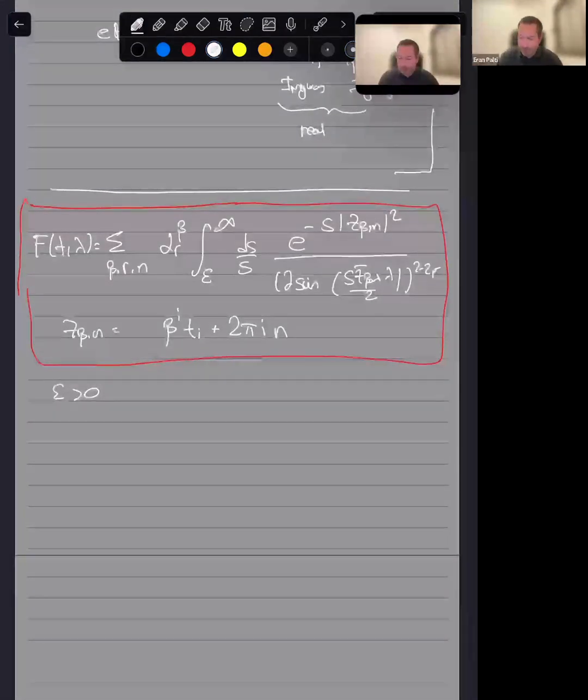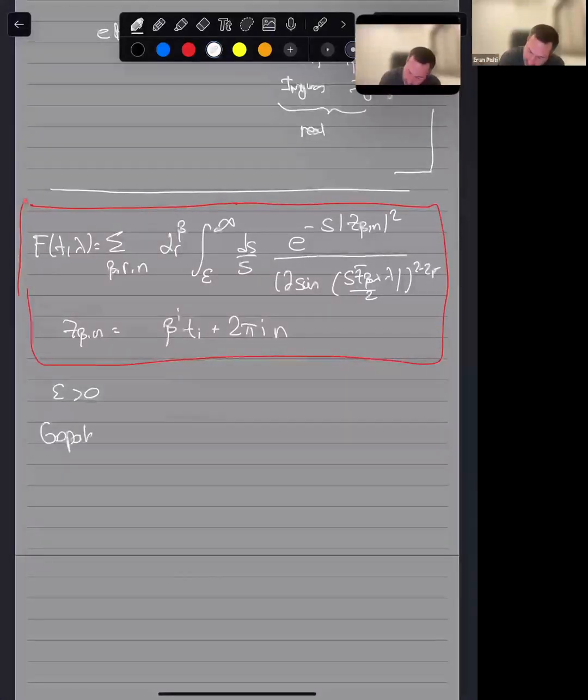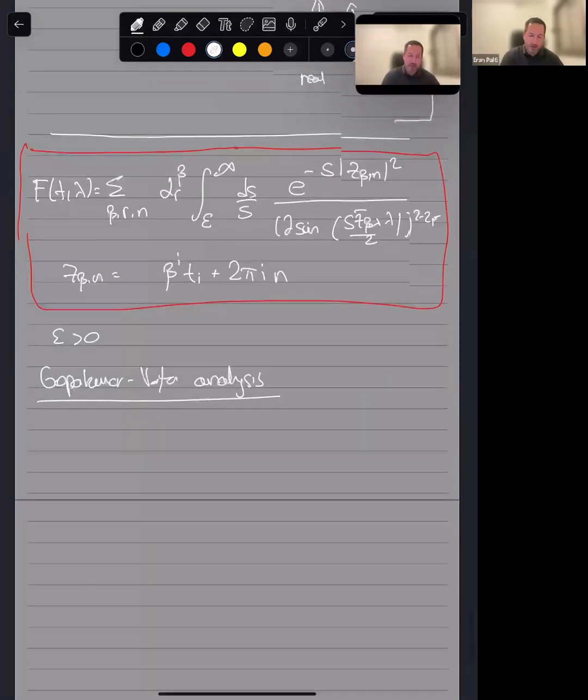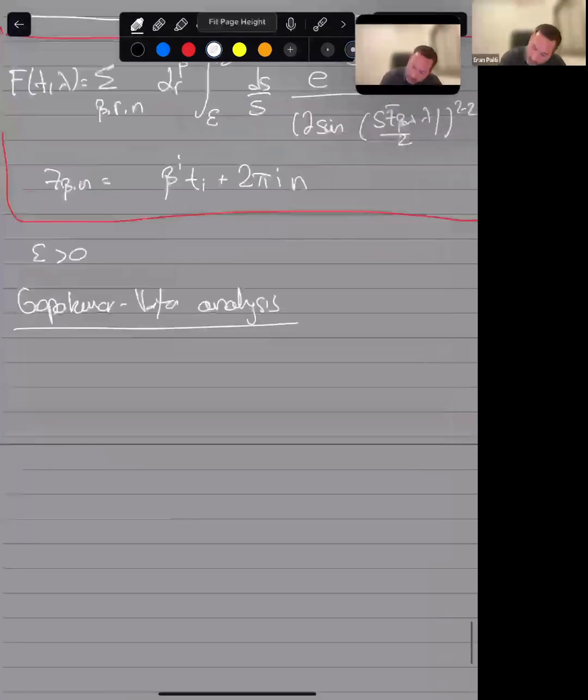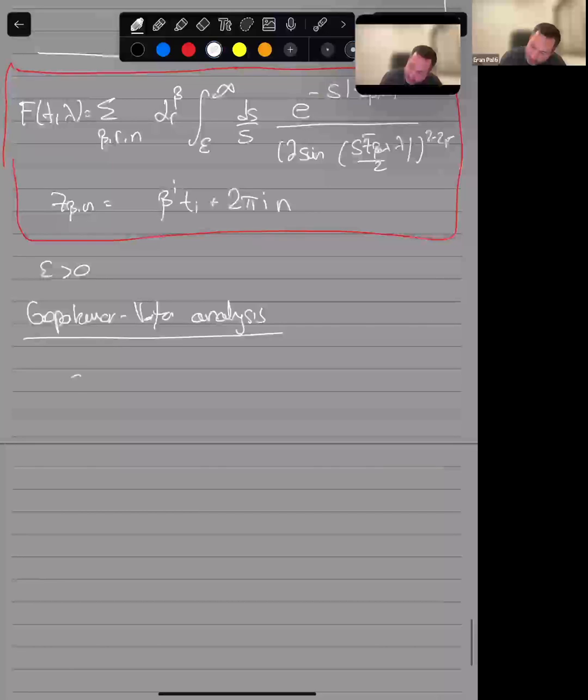So let's get to the usual Gopakumar and Vafa formula. That's what we want to get to, and see how we get to that. What is usually done is that one can consider a rescaling.